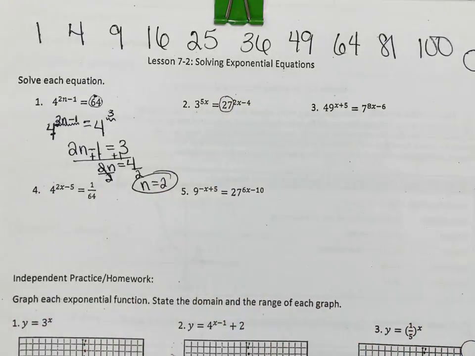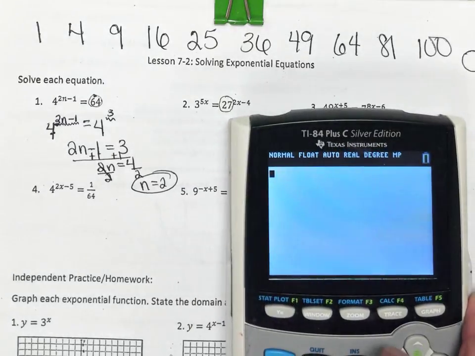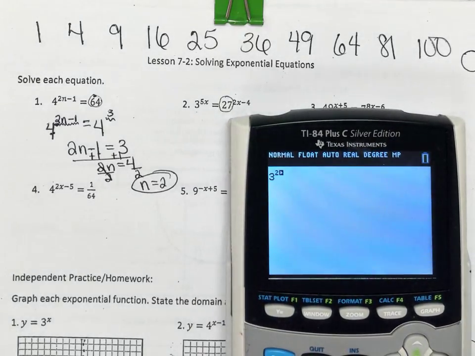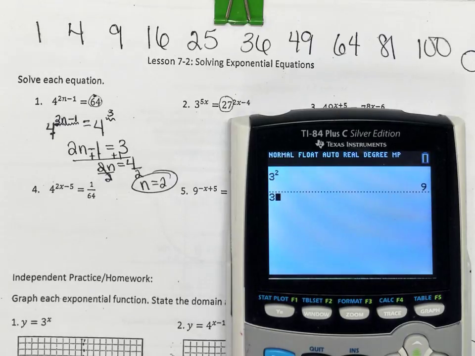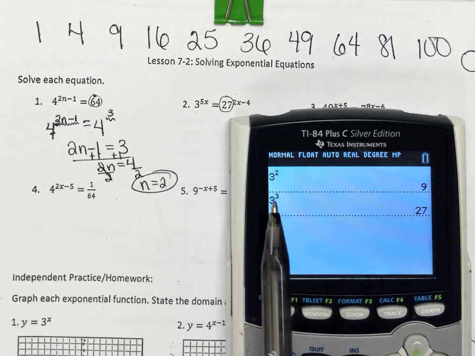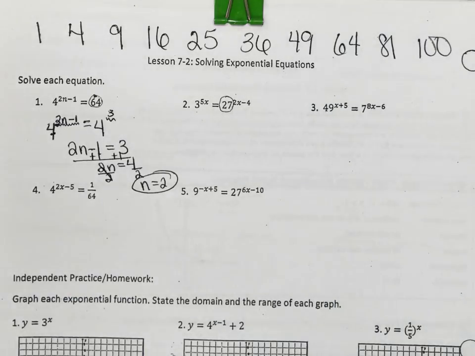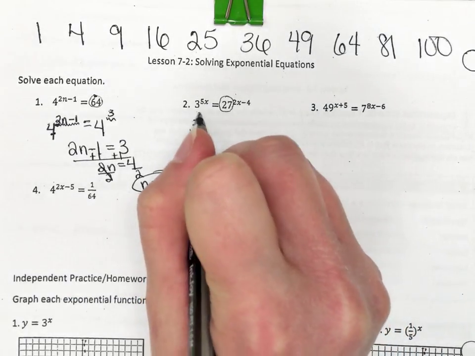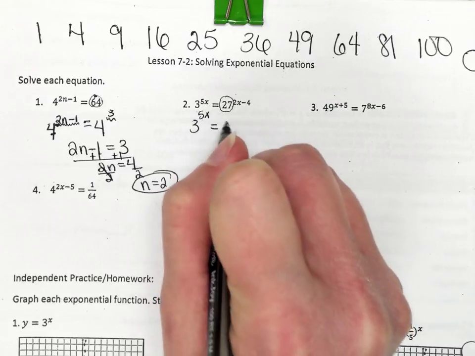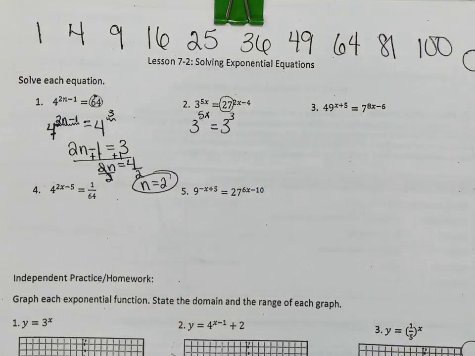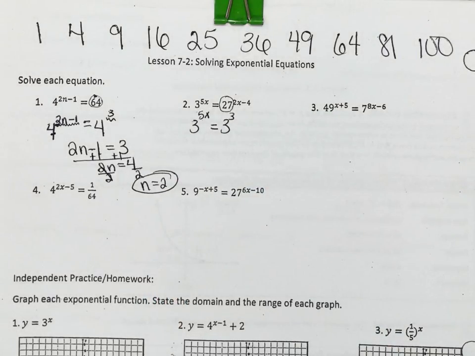All right, 3. Can I make 3 to some power give me 27? So let's see. 3 to the second is 9. What's the next one I could do? 3 to the third. Oh, look at that. 27. So instead of 27, I can write 3 to the third. So I've got 3 to the 5x equals 27, which was 3 to the third, right? Y'all okay with that?